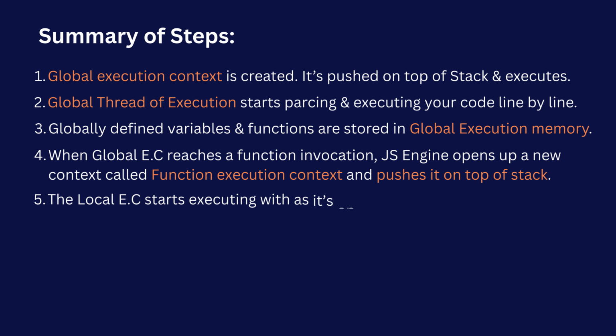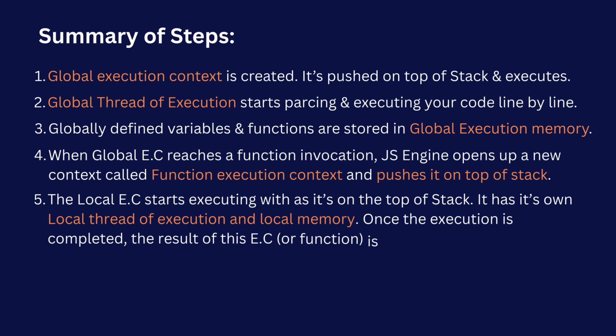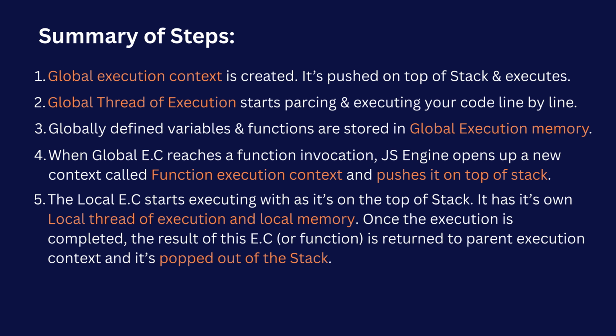Number 5, the locally created execution context has now its own memory and thread of execution. So it starts executing now as it is on the top of the stack. The local thread of execution stores any locally defined variables and functions in the local execution context memory and starts executing the expressions and logics within this function. Once the function has completed its execution, its result is returned to the parent execution context, which is the global context in many cases, and then this function context is popped out or removed from the stack.